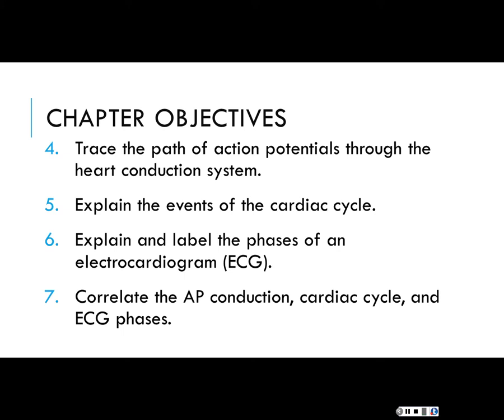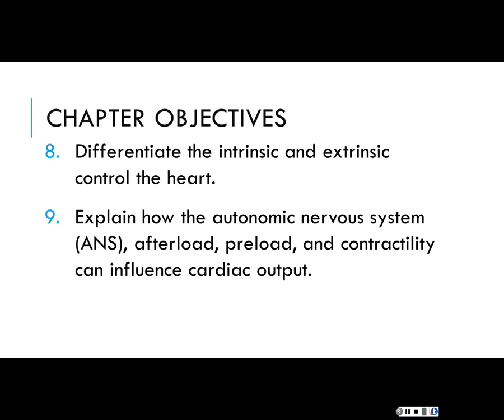If we have time, we'll talk about the cardiac cycle, tie that into the electrocardiogram, also tying into the lab this week, and then kind of mush everything together to hopefully make it make sense. We'll also review the intrinsic versus the extrinsic control of the heart and go into better detail how our autonomic nervous system can directly influence these things called afterload, preload, and contractility. So we'll get into more detail about how the nervous system affects our heart.